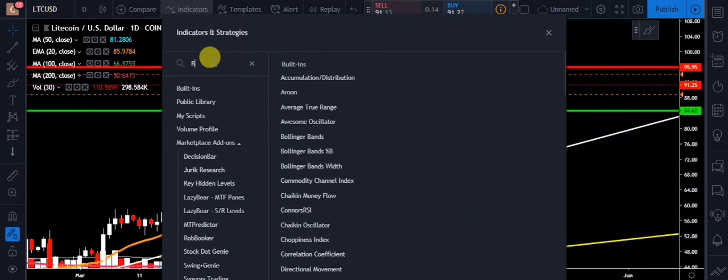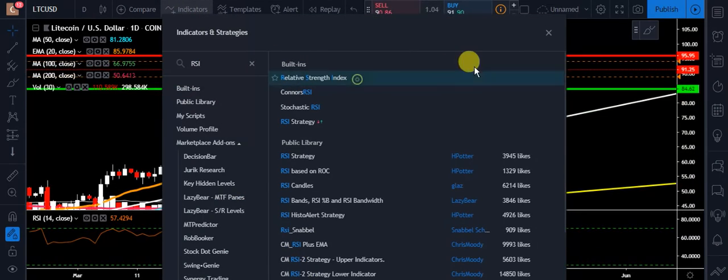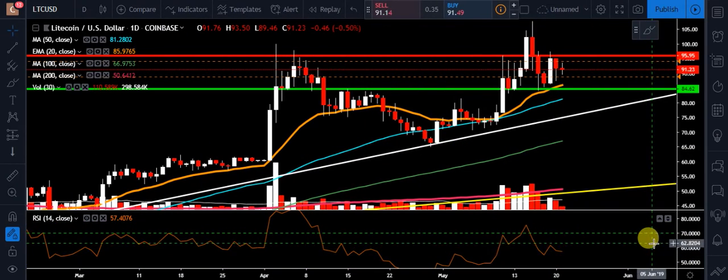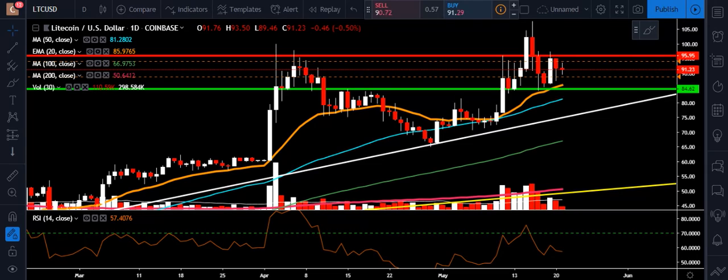Next one, we're going to go to the RSI, the Relative Strength Index. And with our Relative Strength Index, guys, right here we're at 57, so we're right in that neutral territory, and that's where it shows us, guys, we really could break to the upside or the downside.